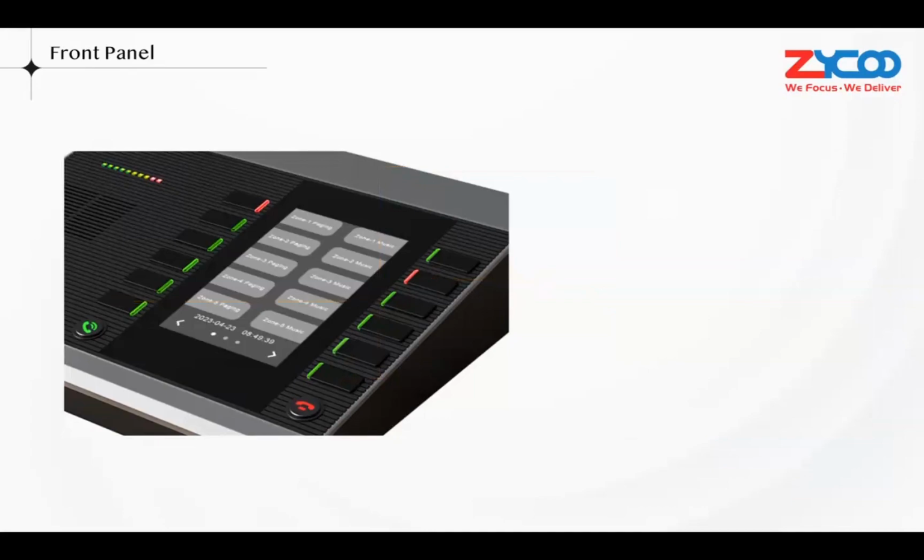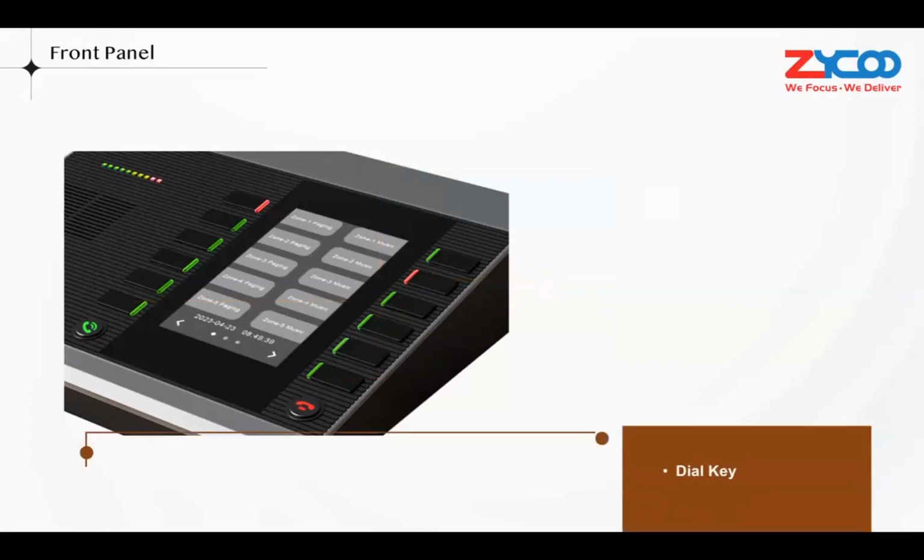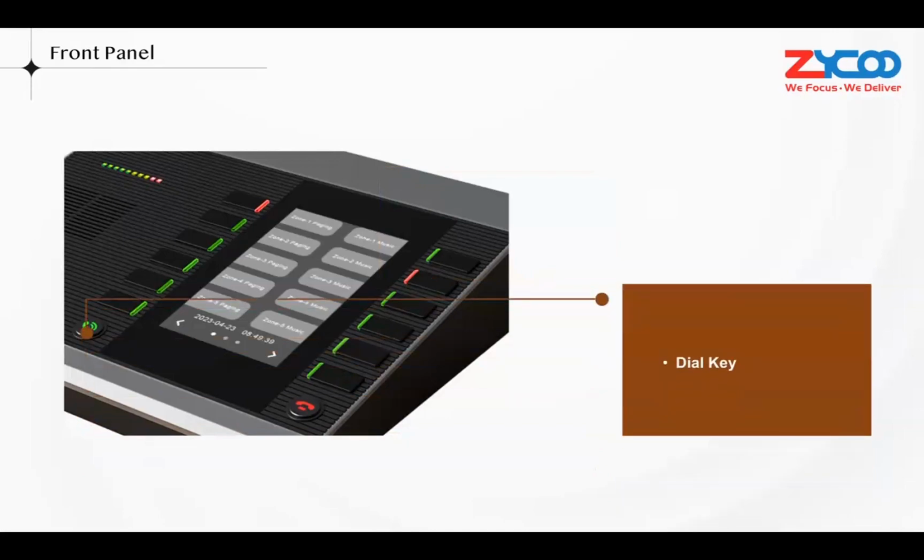Okay, let's continue. First of all, we can see the gray button on the left side. This is the dial key, which is used to answer or make calls. If you are in the idle status, you can press it and the central screen will enter the dial pad interface.